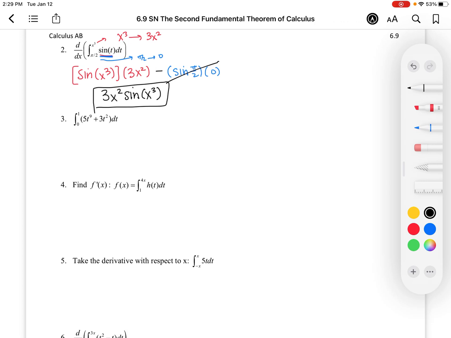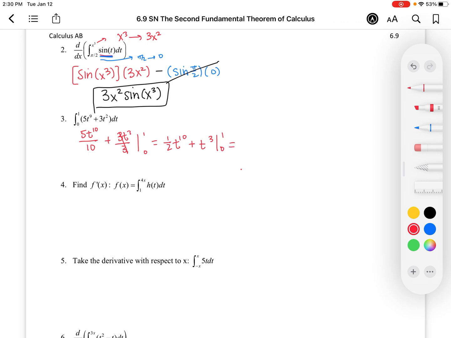All right, if I am looking at number 3, what we are doing here is just a normal integral. So in that normal integral, we are going to use that power rule that we're used to. So I'm going to have 5t to the 10th over 10 plus 3t cubed over 3, and I'm going to go from 0 to 1. So cleaning that up, 5 over 10 is 1/2 t to the 10th, plus those 3's cancel out, and I have just t cubed from 0 to 1.